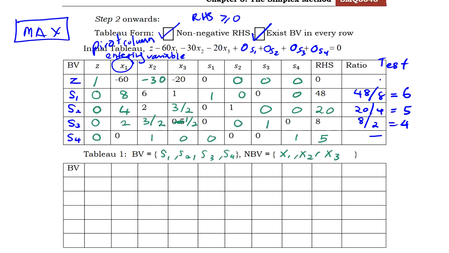in order to choose a leaving variable, we need to choose the one with the lowest ratio. So here 4 is the minimum ratio. So we will eliminate S3 from this row, the basic variable, then we change it with X1. Okay, so pivot row.